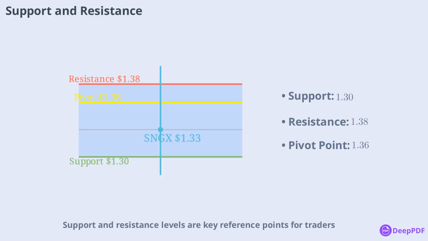Support and resistance levels are key reference points for traders. For SNGX, the nearest support is at $1.30, while resistance is at $1.38. The pivot point is at $1.36. These levels can act as barriers to price movement, with support providing a floor and resistance acting as a ceiling. Watching how the price reacts at these levels can offer clues about future direction.